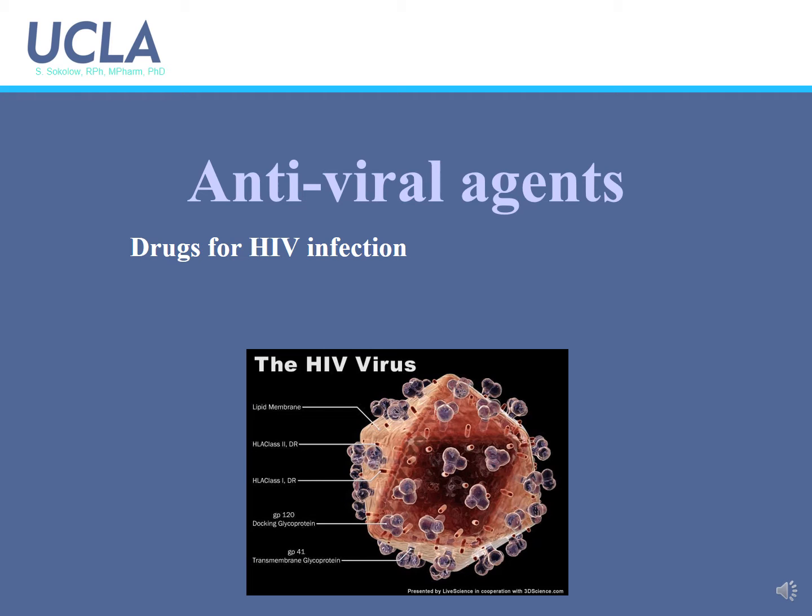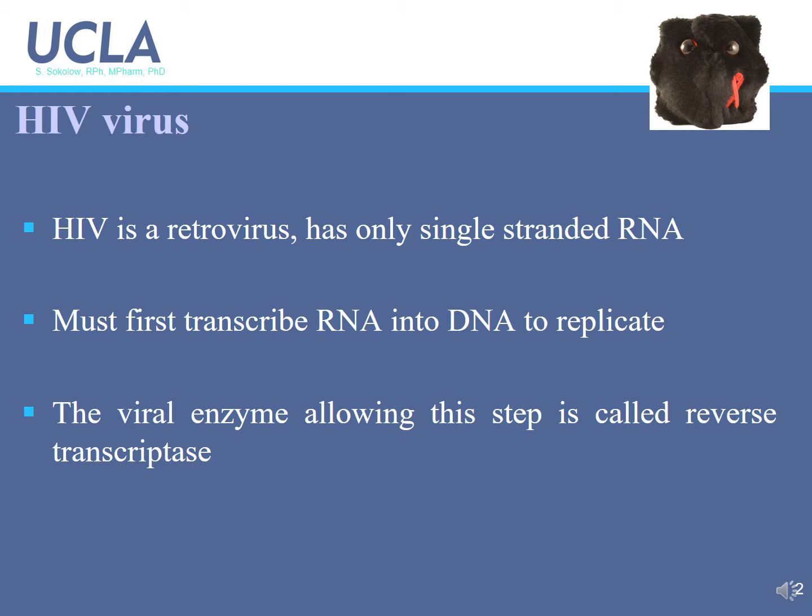This is the last module on anti-infectious agents, and specifically on antiviral agents that are used for the treatment of HIV infection. So what is the HIV virus? It's a retrovirus and has only one single strand of RNA. It must first be transcribed from the RNA into DNA in order to replicate, and the viral enzyme allowing this step is called the reverse transcriptase.